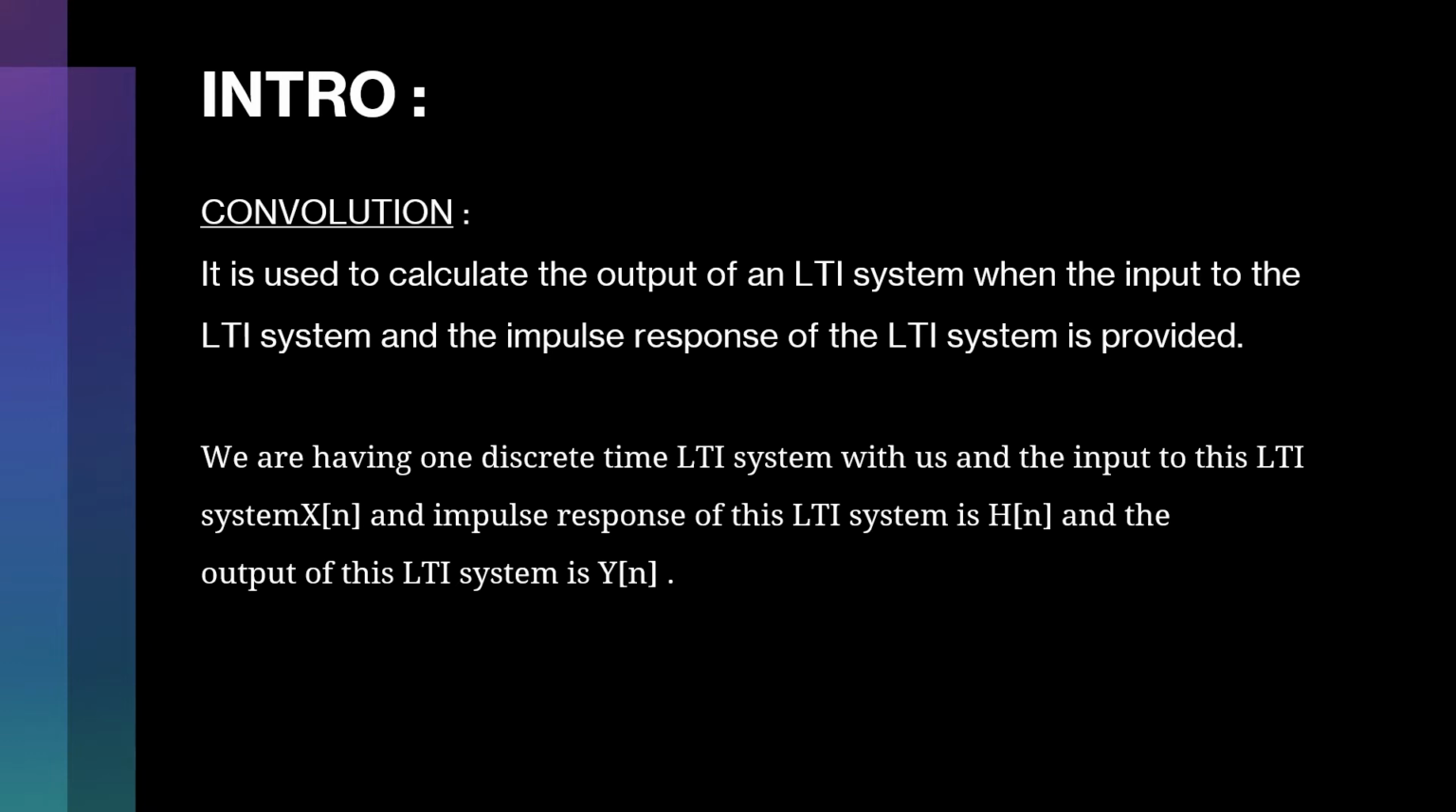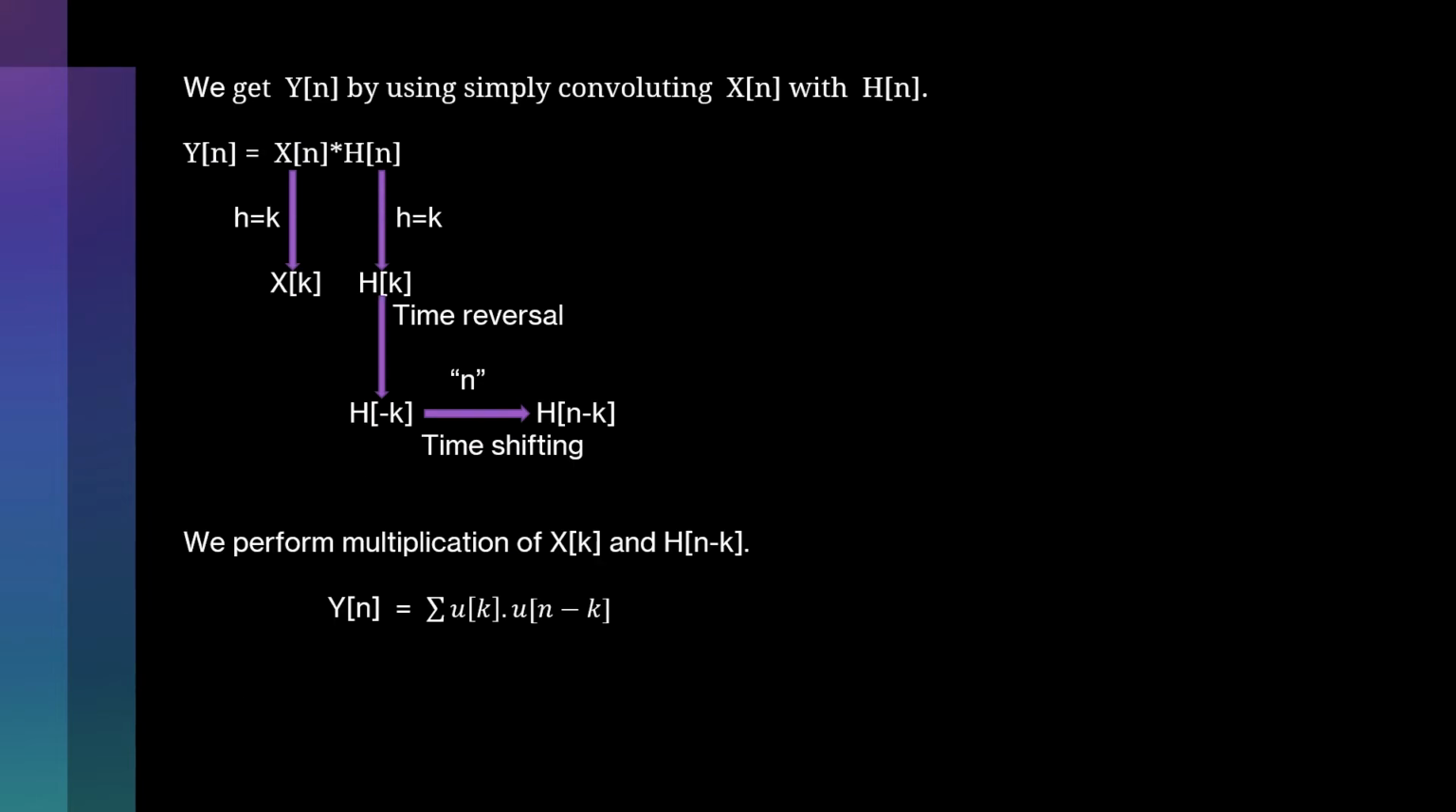We have one discrete time LTI system with us. The input to this LTI system is x of n, the impulse response of this LTI system is h of n, and the output of this LTI system is y of n. We need to calculate y of n by discrete time convolution. We get y of n by simply convolving x of n with h of n, as shown in the given equation. First, we change the variables of both the signals to a duplicate variable k.